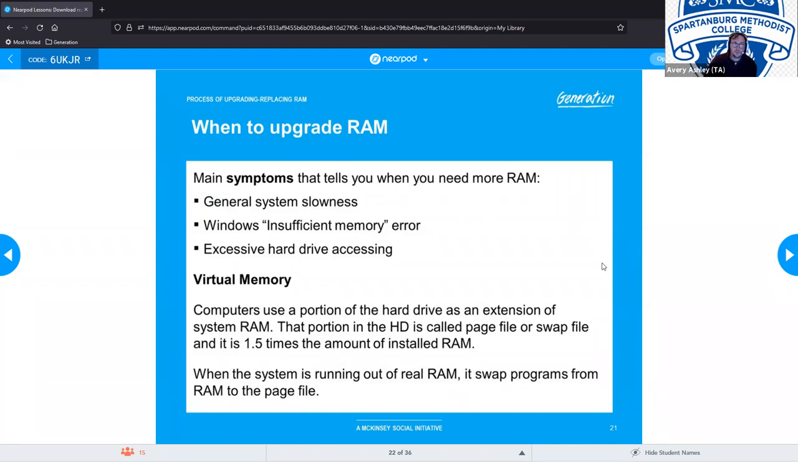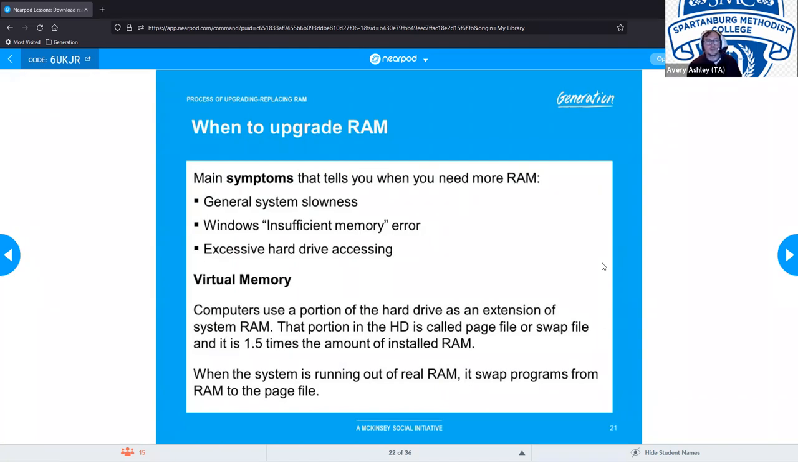Right. So virtual memory: our computers use a portion of the hard drive as an extension of our system RAM. That portion of the hard drive is called a page file or a swap file. It is 1.5 times the amount of installed RAM. So when it runs out of our real RAM, our RAM modules, it's going to swap some of the programs from the RAM to the page file. So when you hear your hard drive being activated like crazy, that's it swapping to that page file and using that in addition to your RAM modules.